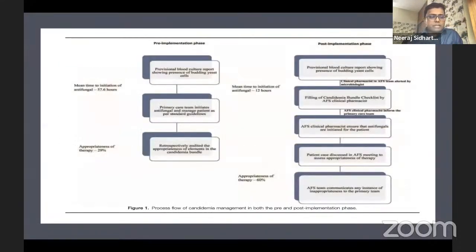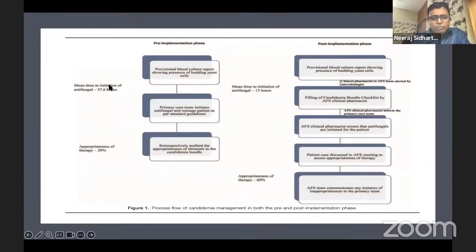So we collected the data in the pre-implementation phase and also in the post-implementation phase of this stewardship program, and tried to look at the outcomes in candidemia. This is not only limited to hematology and oncology cases, but there were also cases from other departments. But primarily, we took the lead in doing this study.